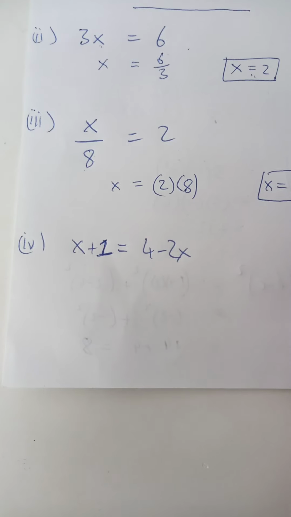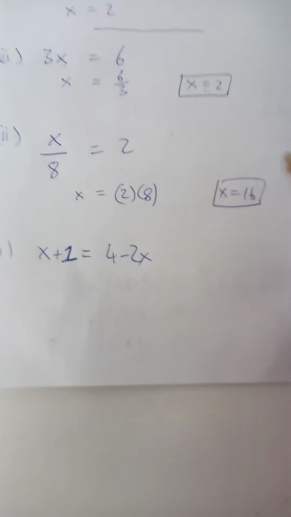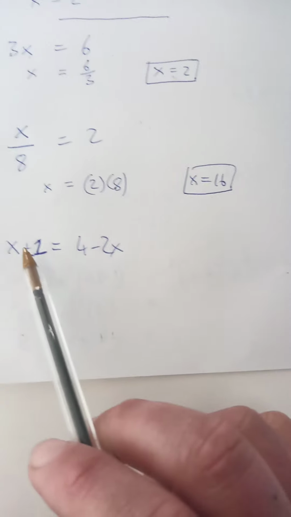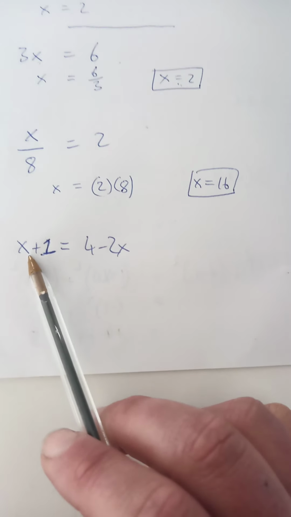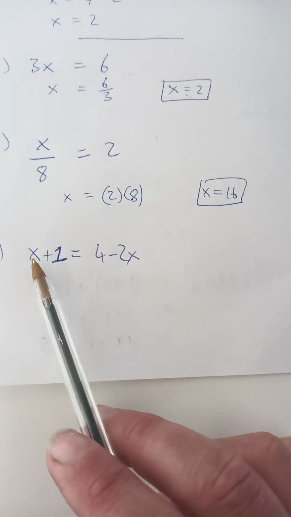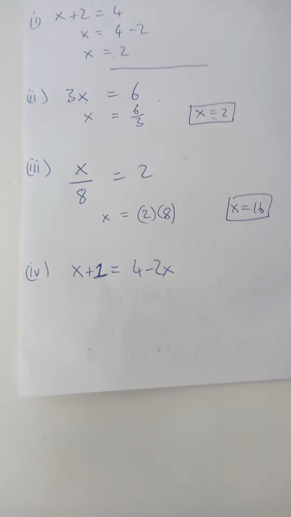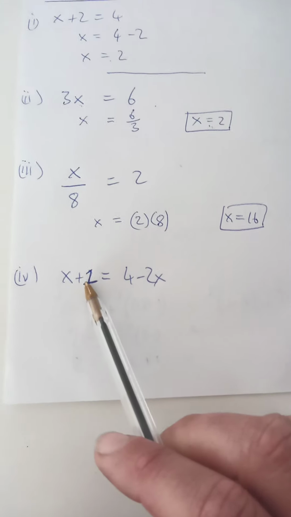Okay, staying with solving for a variable, this is part B. What we're looking to do is get a value for x that will allow us to say that the left-hand side, when you add those together, equals the right-hand side. Now, they're different terms. So the x and the minus 2x are like terms, but the x and the 1 aren't like terms. So you can't bring the x and the 1 together.